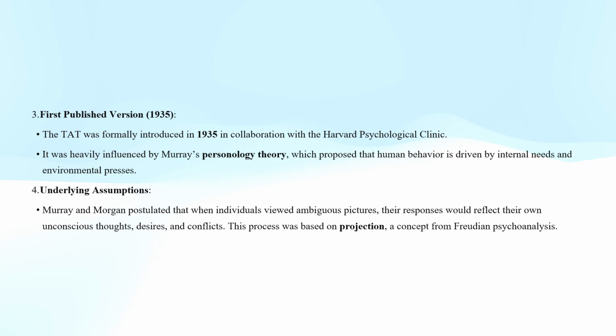The first published version was in 1935, in collaboration with the Harvard Psychological Clinic, and it was heavily influenced by Murray's personology theory, which proposed that human behavior is driven by internal needs and environmental presses. The underlying assumption was that Murray and Morgan postulated that when individuals viewed ambiguous images, their responses would reflect their own unconscious thoughts, desires, and conflicts. This process was based on projection, a concept from Freudian psychoanalysis. So that's why it is a type of projective test.